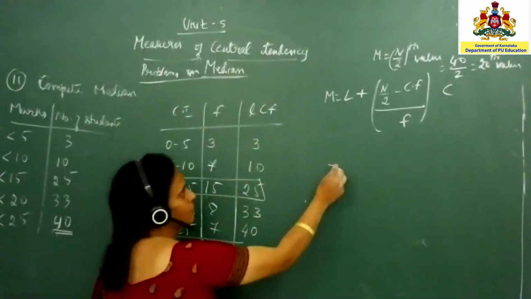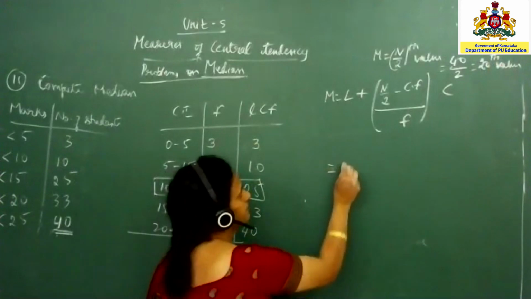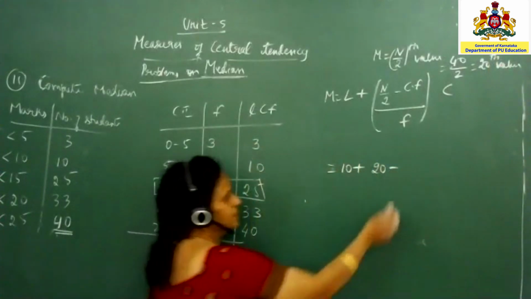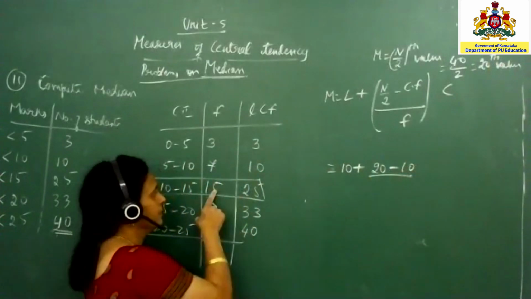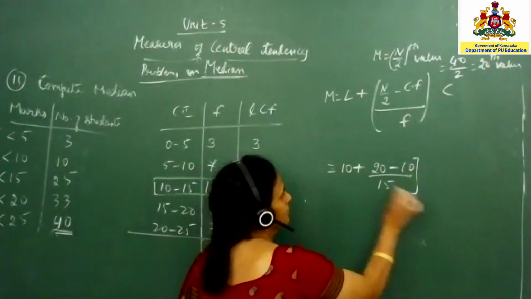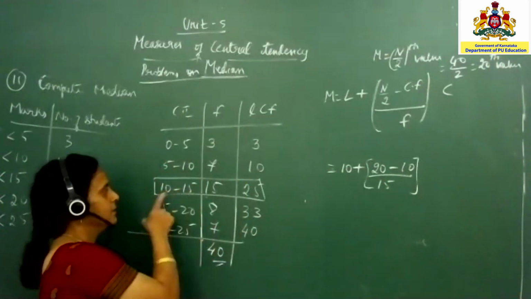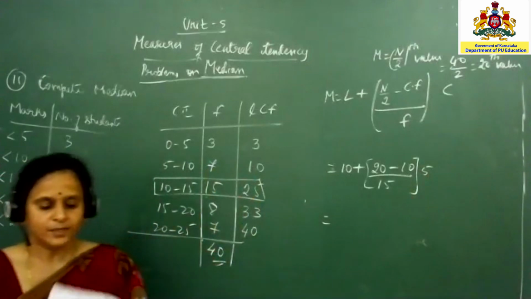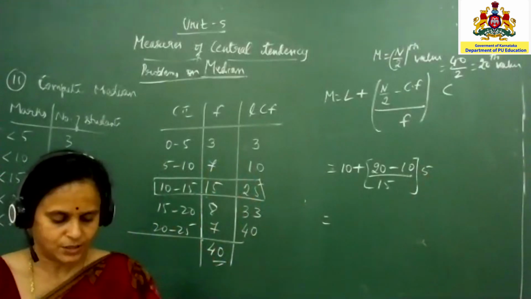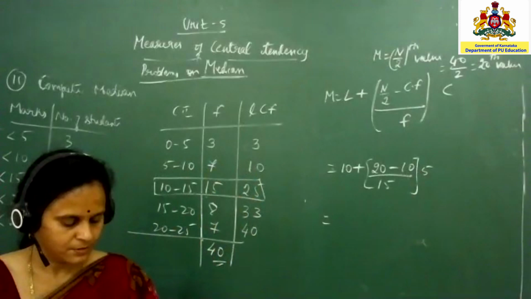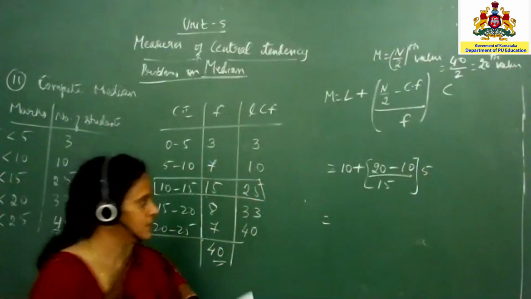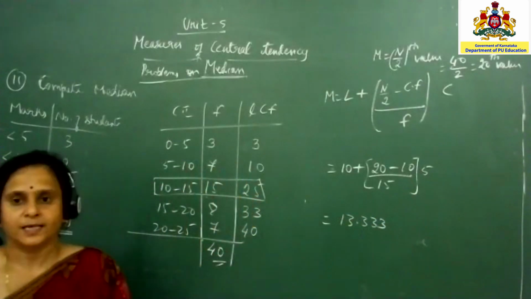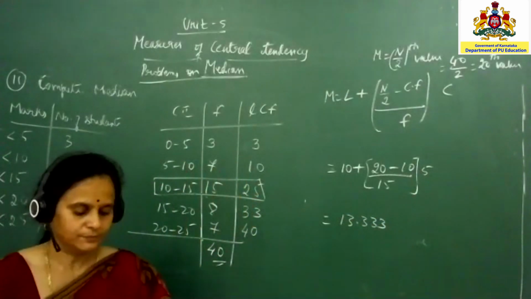So I'll substitute now. Here L is 10, plus n by 2 is 20, minus the preceding cumulative frequency, 10. What is f here? f here is 15. Into c. What is c? Width. 15 minus 10 is 5. Now simplify this, and the final answer is 13.333. Okay, so you are getting the median answer as 13.333.